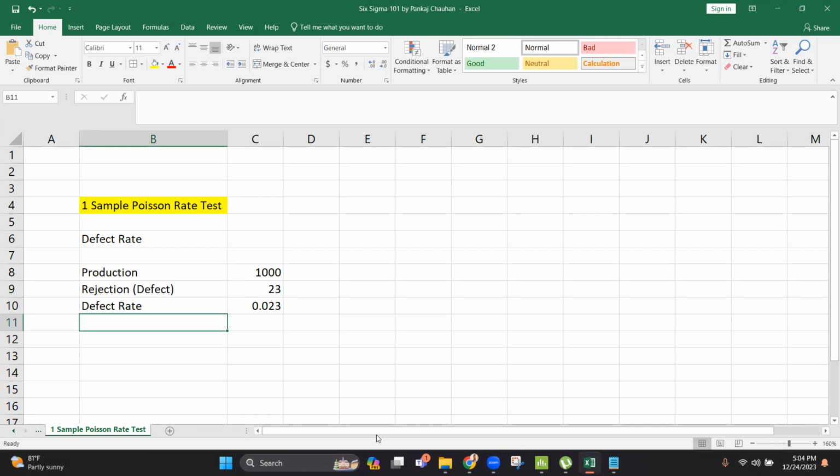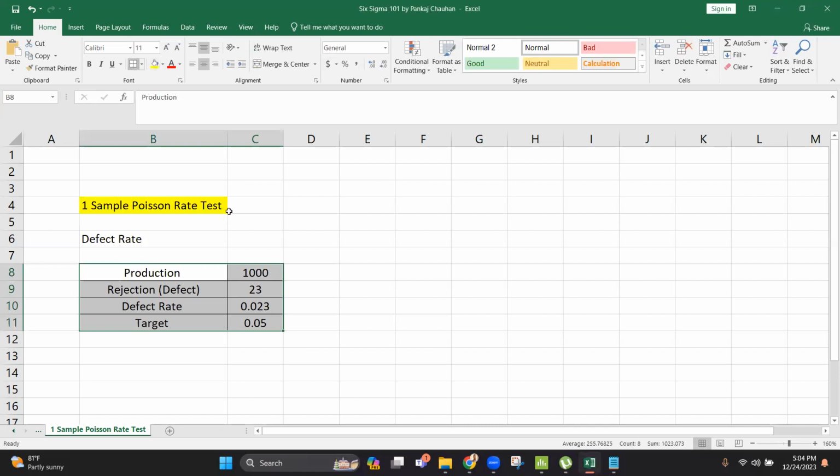Now, suppose you have a target defect rate that the rejection should not be greater than 0.05, which means 5% in simple words. And you want to compare: you have taken 1000 samples, found 23 rejections, and the defect rate is 0.023. Is it statistically less than 0.05 or not? If it is less than 0.05, you are meeting the target. If it is equal or more than 0.05, then you are not meeting the target, because for defect rate, lower is better. LB, lower is better. In such a condition, we perform this test.